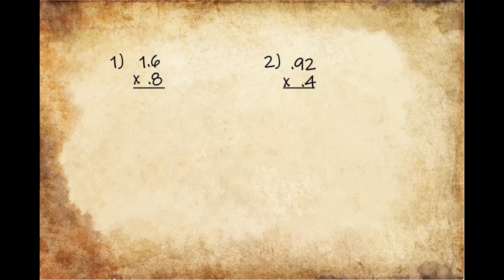Today we're going to be looking at the steps involved when we're multiplying numbers with decimals in them. And as you can see here in question number 1, we're being asked to find the product of 1.6 multiplied by 0.8. So in order for us to find the answer here, we're first going to rewrite this equation down below without the decimals in it. So instead, I'm going to be multiplying 16 times 8 instead of 1.6 multiplied by 0.8.